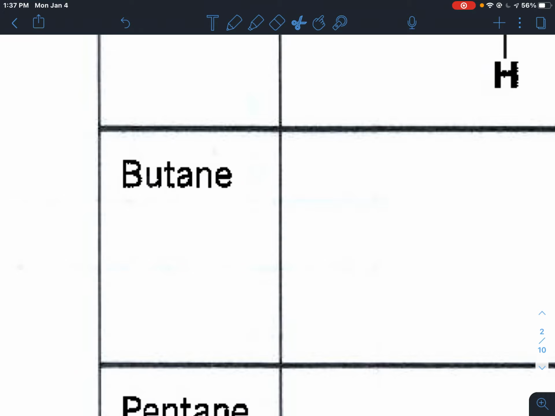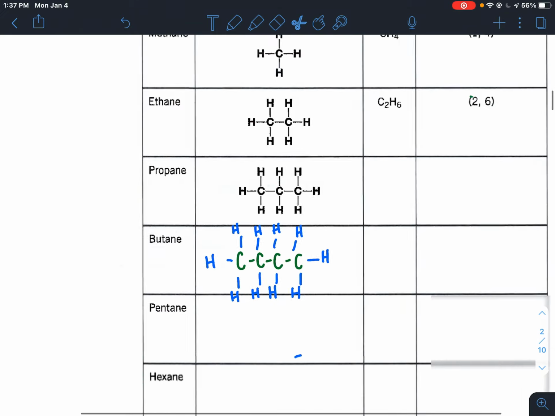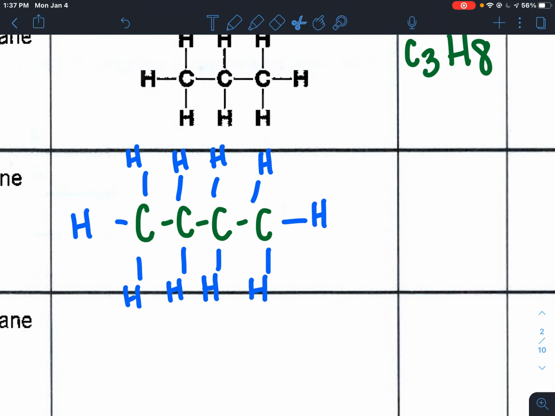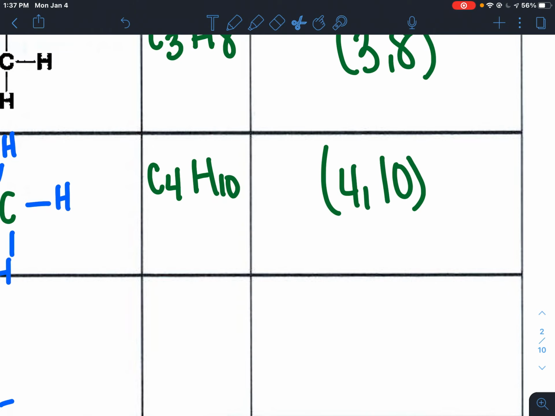Okay, next one, for butane, we're going to have to draw it ourselves. Hopefully you're seeing the pattern right now. I'm going to draw in the 4 carbons, and then a hydrogen on each and every side. Up, down, left, and right, there is going to be a dash on each of the C's. And then I'll count the number of C's. There's 4, and then there's 10 H's. So my ordered pair is 4, 10.